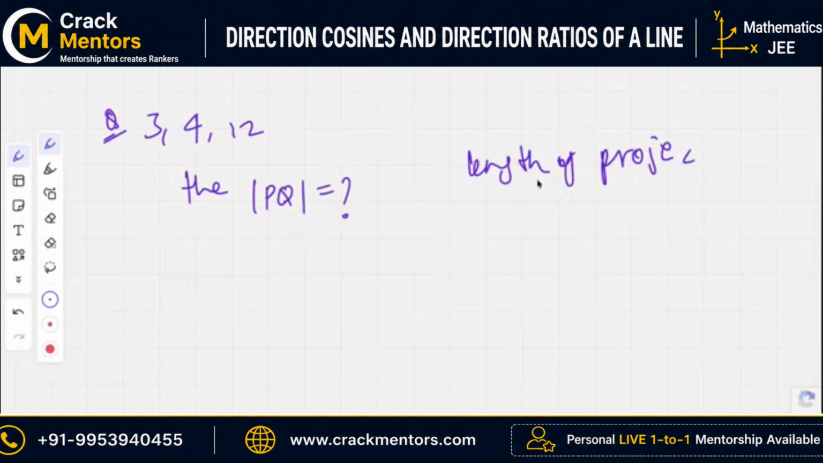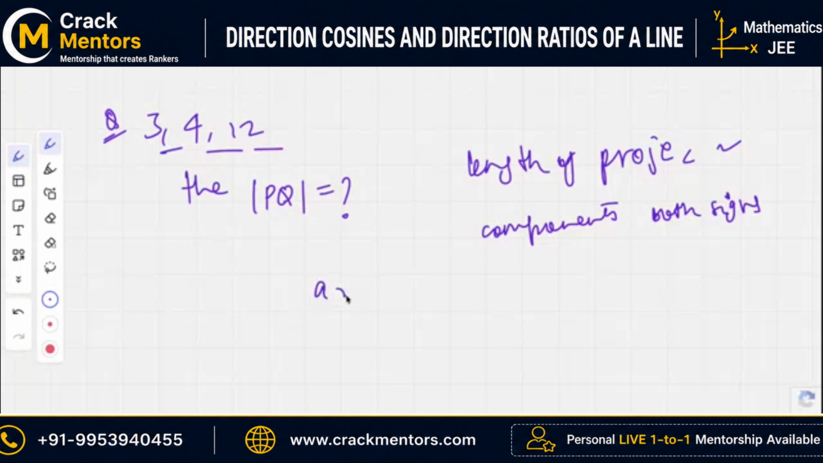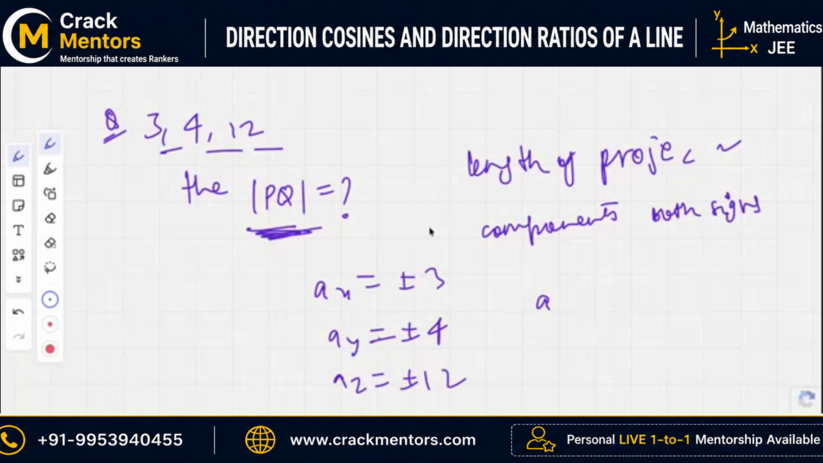are given, right? The length of projection is given. So you can take components, both signs. See, length is given. That means this could be plus minus 3, this could be plus minus 4, this could be plus minus 12. They are asking me this thing. Now, the good thing is that when we solve for this, it is just ax square plus ay square plus az square. So any triplet I take, I get 13 only.